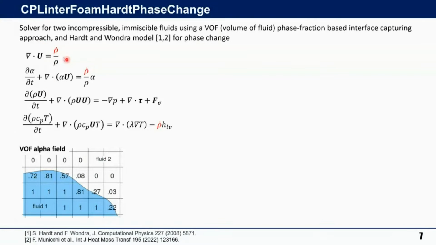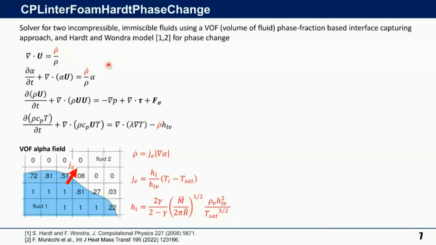The equations that the solver is solving are the continuity equation, volume fraction equation, momentum equation, energy equation. And these equations are augmented with these source terms that introduce the phase change of the interface. So all the red rho dot are the phase change at the interface. And how is this calculated in the solver?